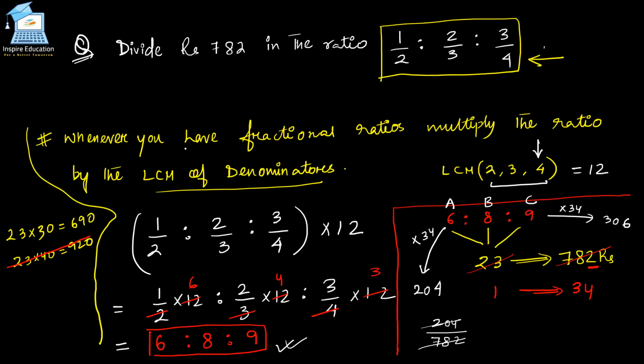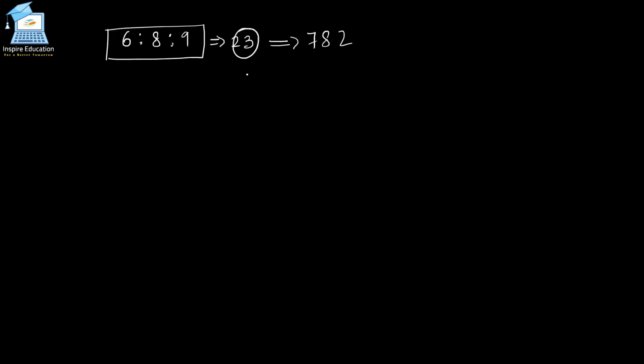Sir, excuse me, sir. 6:8:9. So this total is 23. Okay. 23 is equivalent to 782. So what particular share are we getting? See, this one we have found to be 34, and after multiplication we are getting what? 204, isn't it? 204. Okay, so 204 divided by 782. How much are you getting?